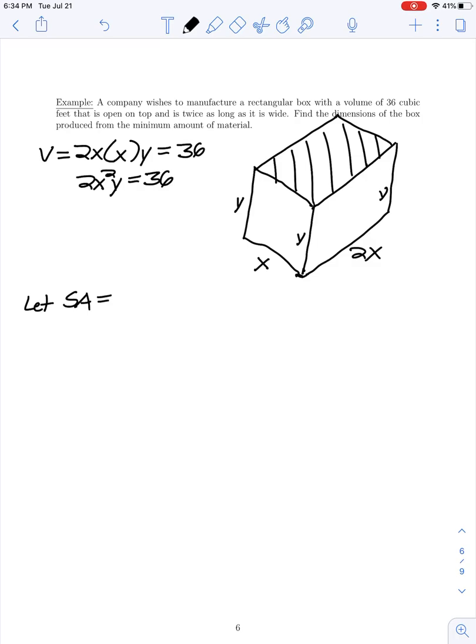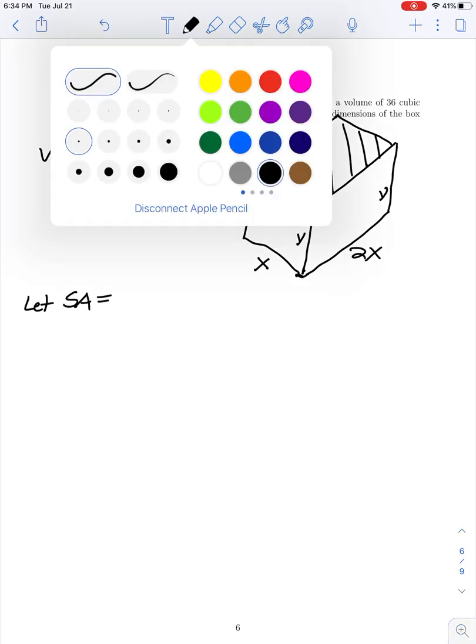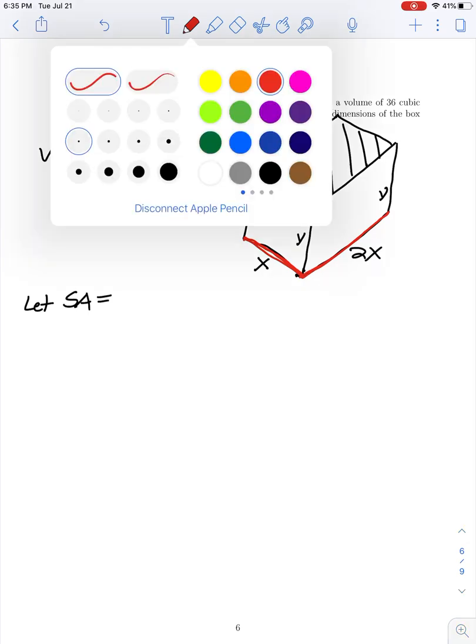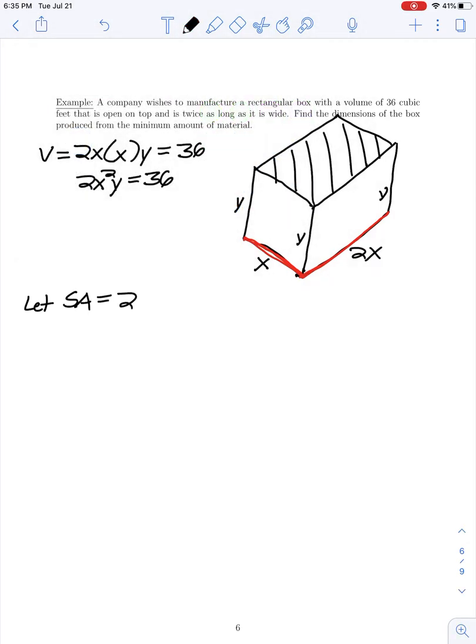So the surface area of this box, well, let's add up the area of all of our sides. So starting with the bottom of our box, we have a rectangle of side lengths x and 2x. So taking the product to get our area, we would have 2x squared. And then there is no top to the box. We just have the bottom.